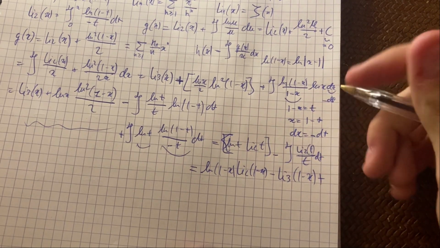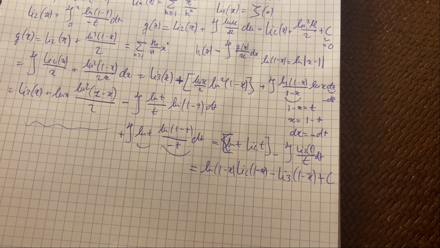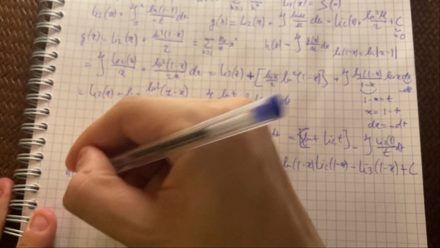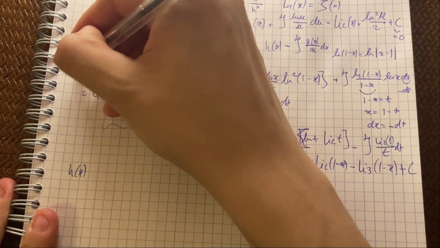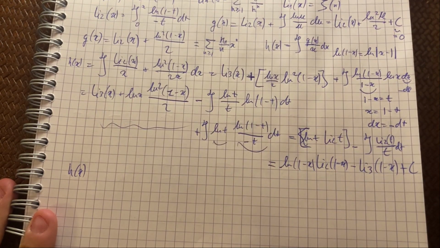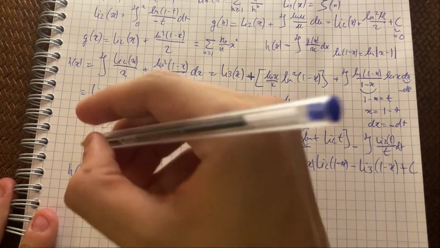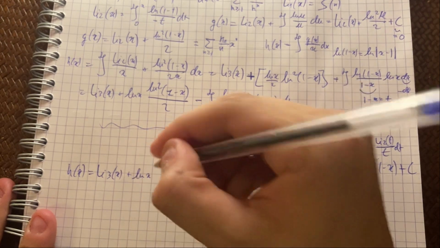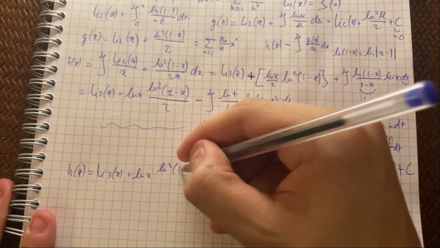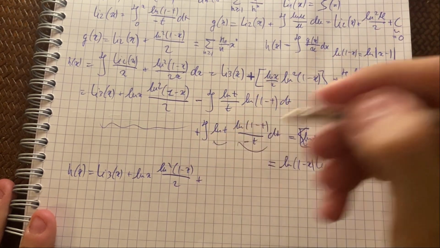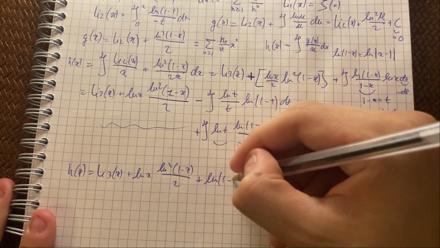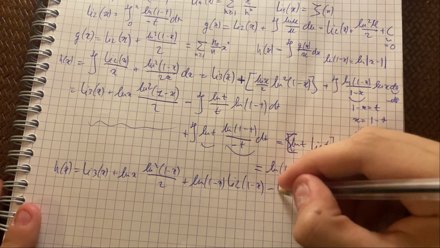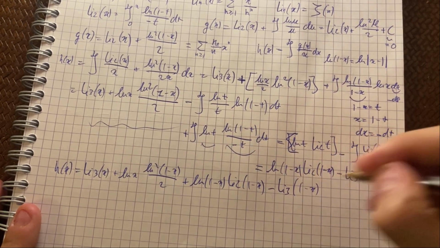And we have our iteration constant plus c. Again, it is a new c, but anyway. So we have finally our function, h of x. Here this is h of x, not d of x. h of x equals trilogarithm x plus log x log squared (1 minus x) by 2 plus logarithm (1 minus x) dilogarithm (1 minus x) minus trilogarithm (1 minus x) plus c.